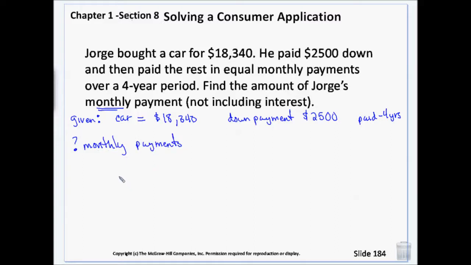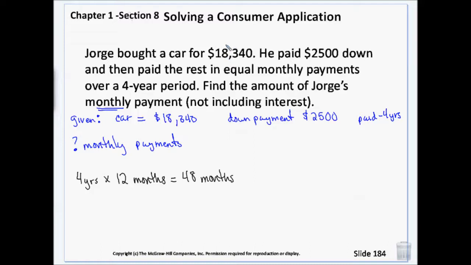Okay. From here we need to come up with a game plan. First of all, we have years, 4 years. We want to know how many monthly payments he is going to make. So 4 years times 12 months in a year gave me 48 months. So that's how many payments he's going to make, 48.